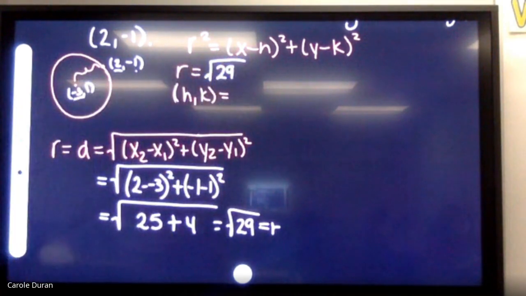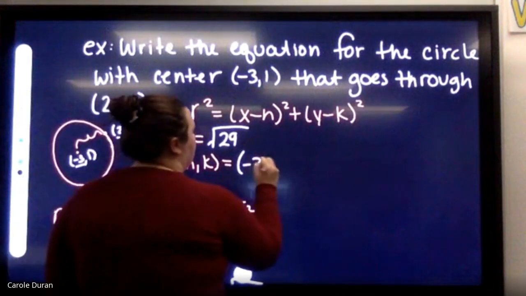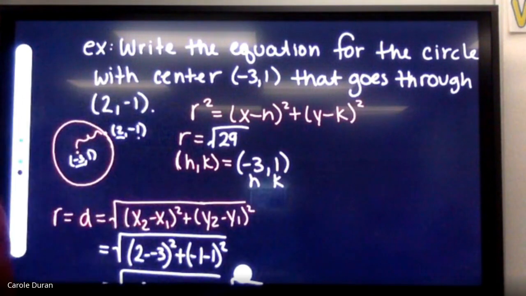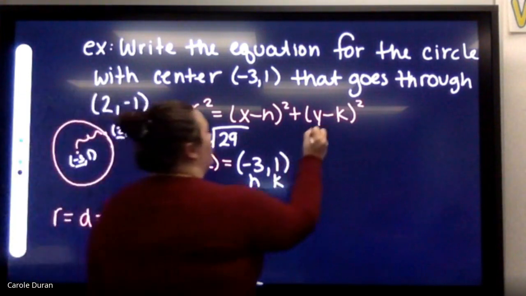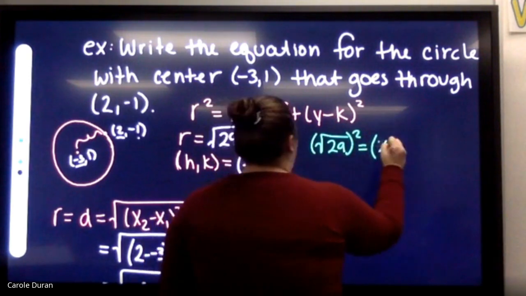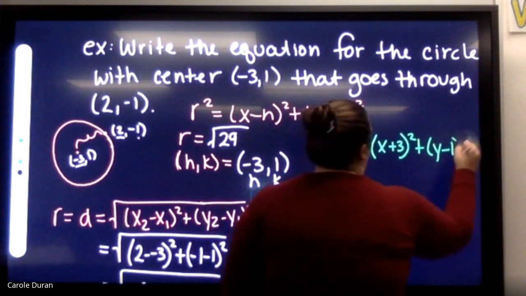Do I know the center of my circle, since that's the other piece of information I need? Yes. What is the center of my circle? It tells me the center is -3, 1. So -3 is my h value and 1 is my k value. And I just take all that and plug it into the standard form equation that I wrote, which leaves me with the square root of 29 squared equals x minus a -3 squared plus y minus 1 squared.